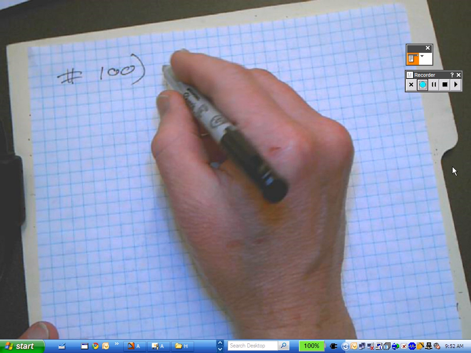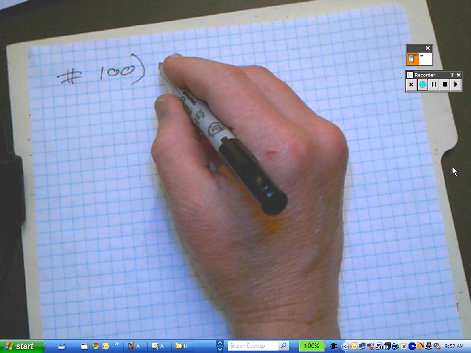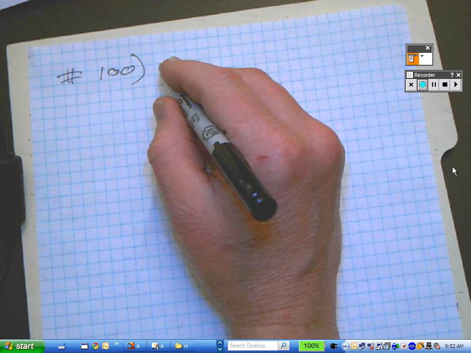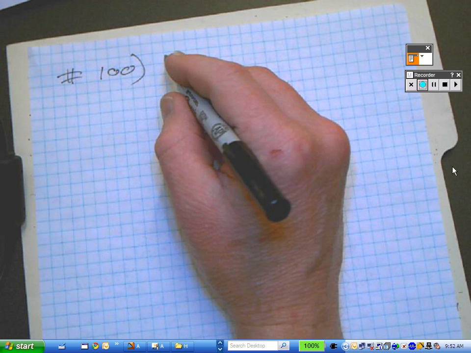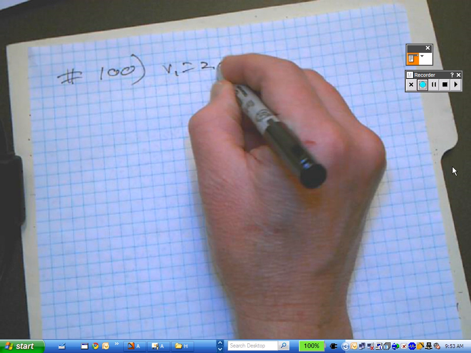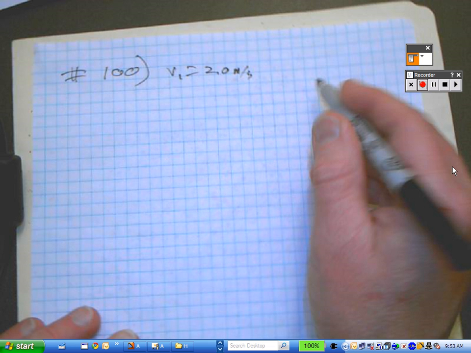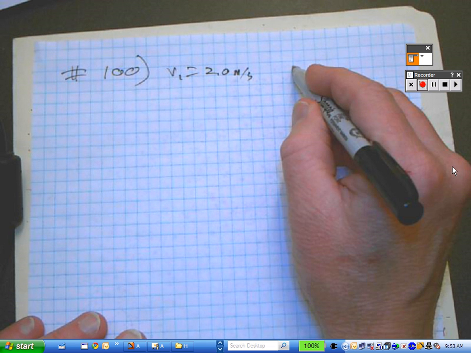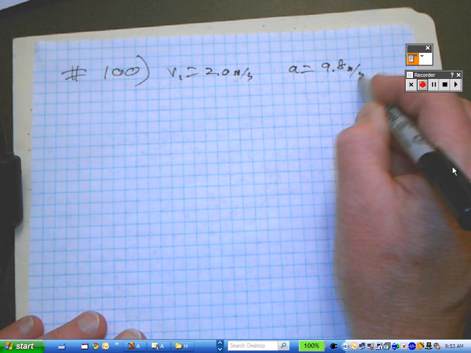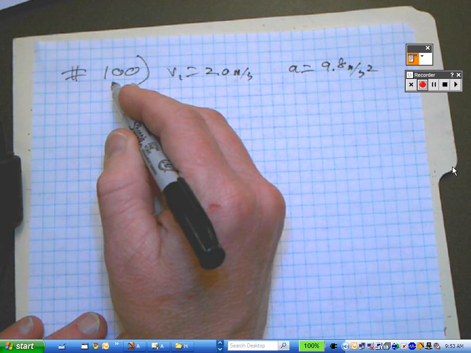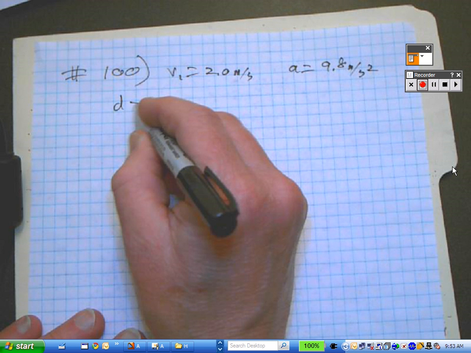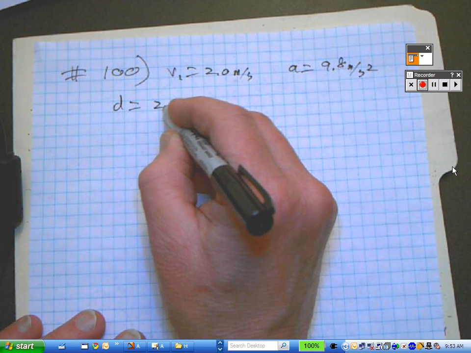So for instance, in number 100, they do say that it had a beginning velocity of 2.0 meters per second. So you write that as V1 equals 2.0 meters per second. In class, and in the textbook, we talk about the acceleration of a falling object being 9.8 meters per second squared. And then we do know also that the distance it travels, or the displacement, is 2.5 meters.